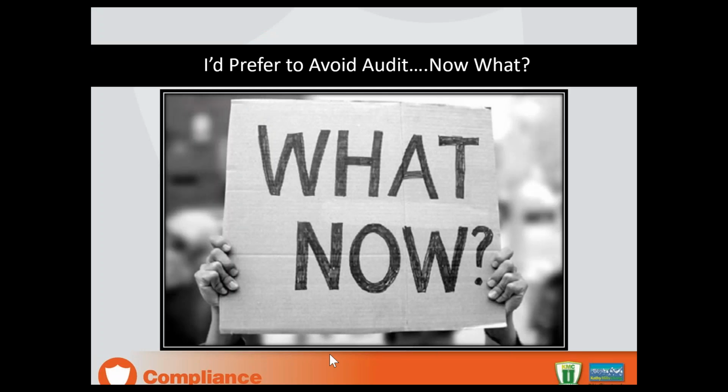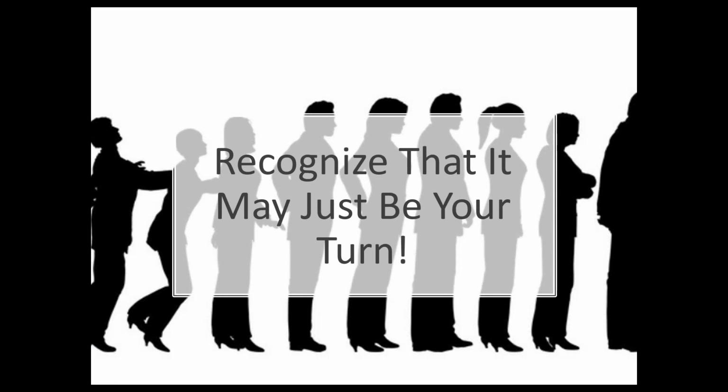So let's close today by talking a little bit about the things that you can do to put that bubble wrap around you, the bulletproof vest on. Just like I said before, audits are often random. It might happen anyway, and I think it's important for us to recognize that it could happen. So let's begin by asking, what now? The most important thing to understand is it might very well just be your turn.